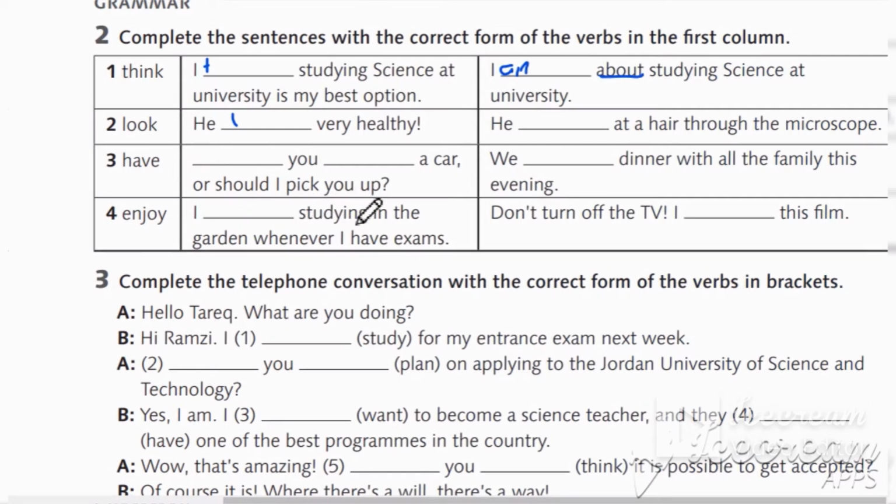I blank studying in the garden whenever I have an exam. I'm talking in general, I like studying in the garden, talking about feeling. So I am or I enjoy? I enjoy. Don't turn off the TV. This film. It means don't turn off the television. Now, at the moment, I am enjoying. Excellent.